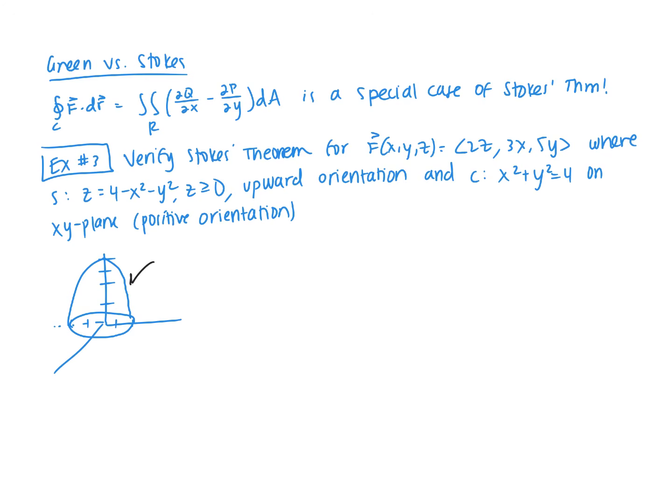So this upper part right here is our surface, and it has upward orientation. And then we are also told that our curve is this circle, x squared plus y squared equals 4, with positive orientation. Positive orientation means that using our right hand rule, when we put our right hand up, the surface is going to be on our left.